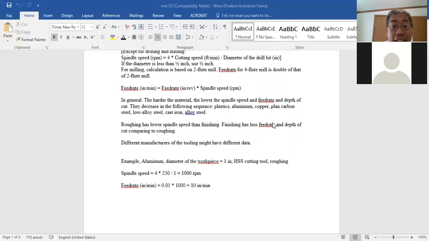And if you have a cast iron, that's really, really hard. So if you want to machine cast iron, you better use a very small depth of cut and very slow feed rate. Very slow feed rate. You better have that, okay? And the harder the material, the lower the spindle speed and feed rate and depth of cut.